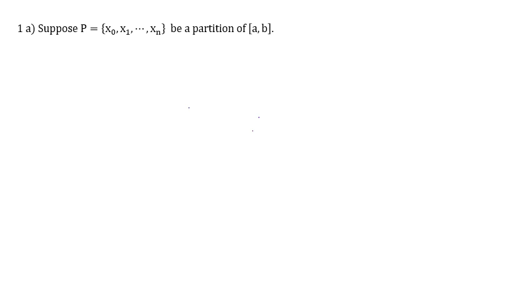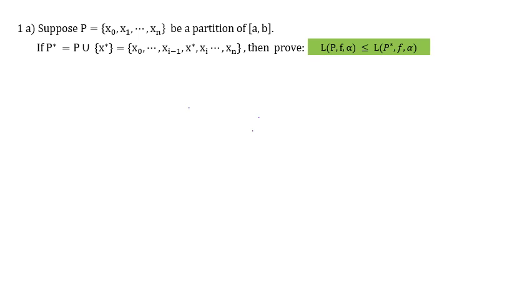So we'll suppose we have a partition for a particular function on the closed interval [a, b]. We'll take that partition and redefine it as P star, which will contain the entire partition plus some element x star, which we'll put in between two other elements in the original partition. With that, what we want to prove is that the lower sum of the original partition is less than or equal to the lower sum of the redefined partition. So here is our proof.